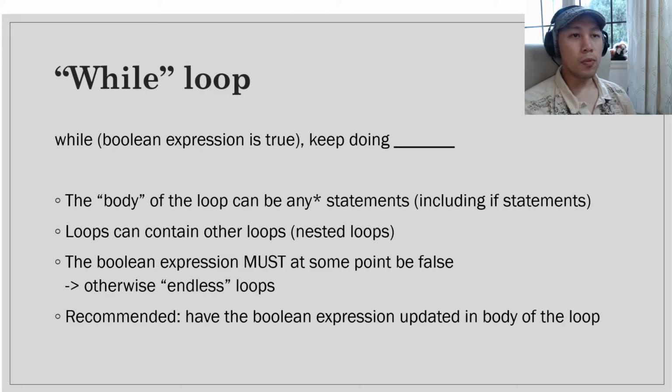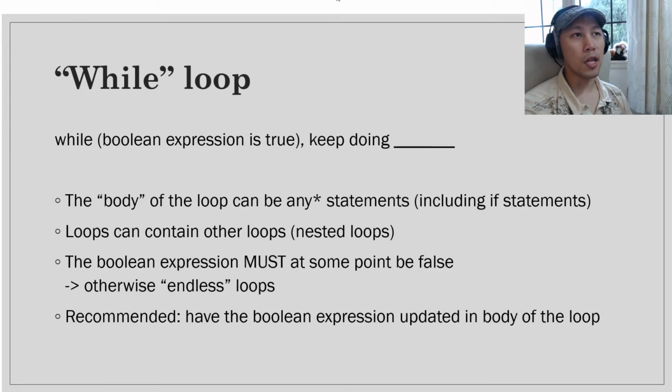In terms of the while loop, the idea is while the Boolean expression is true, keep doing blah. This means that the body of the loop can be any statements, including, for example, if statements or other loops, in other words, nested loops. And the Boolean expression must at some point be false, because otherwise you have endless loops. This works a lot like an if statement. In other words, if the Boolean expression is not true in the first place, the loop never begins. And here the recommendation is that you have the Boolean expression updated in the body of the loop.